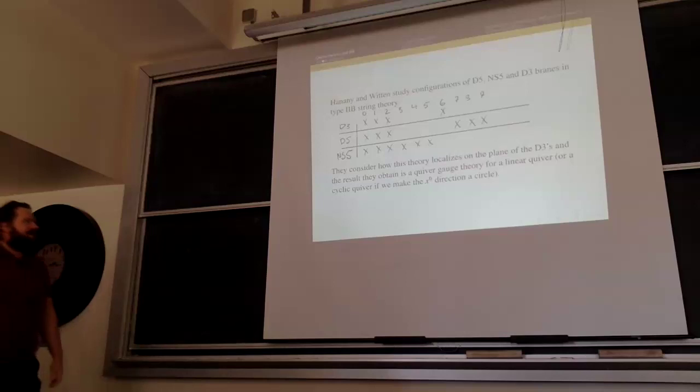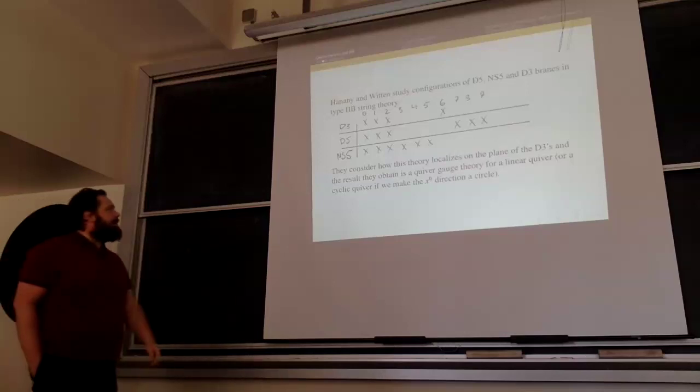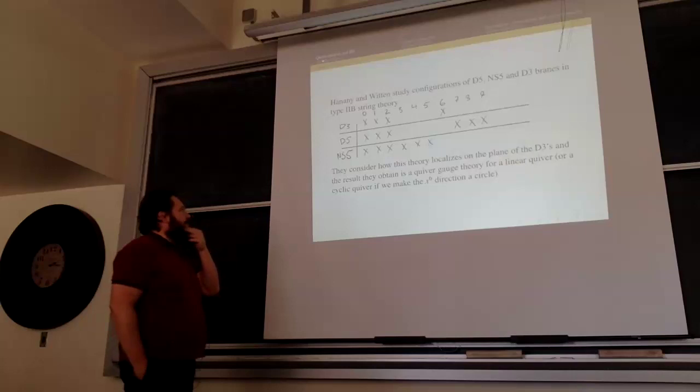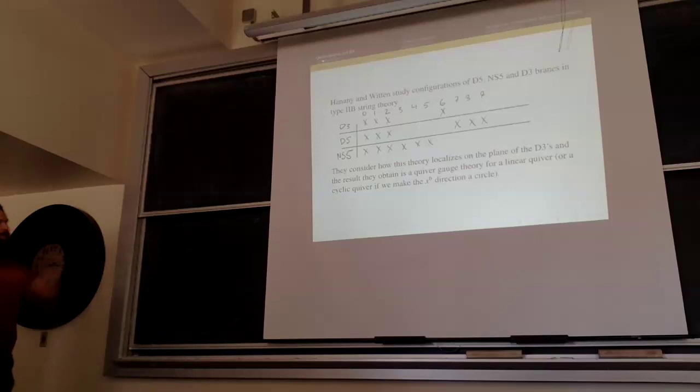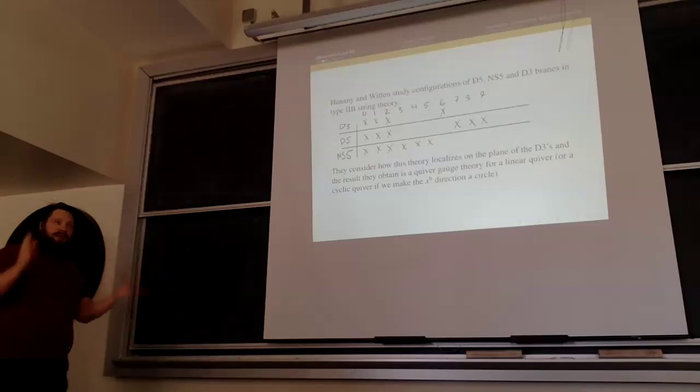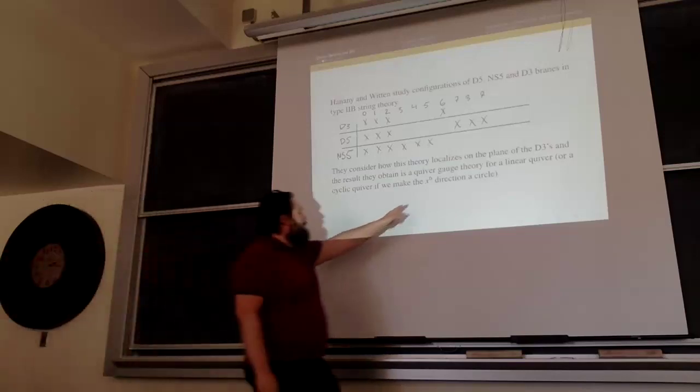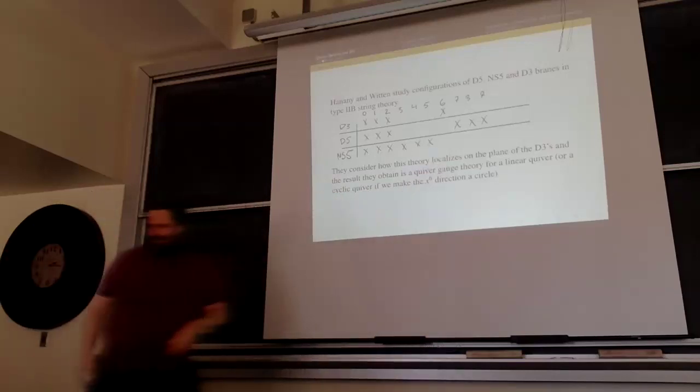So the story about 2B string theory, I won't try to explain in detail, but Hanany and Witten, this was now about 30 years ago, were thinking about configurations of D5, NS5, and D3 branes in type 2B string theory. And out of this 10-dimensional story, they looked at what happens when you specialize to the plane of the D3s, and you get a 3D N=4 supersymmetric theory, which you can describe as a quiver gauge theory in a linear or a cyclic quiver. And somehow the quiver comes from this x6 direction.